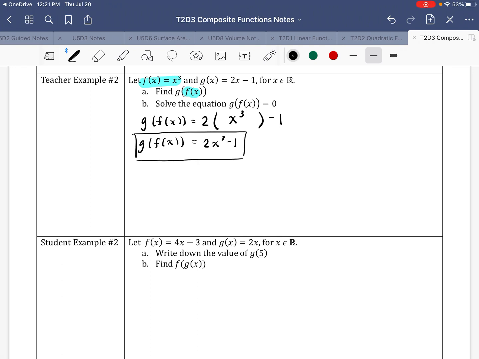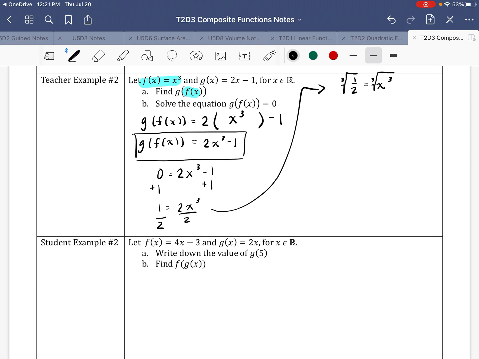Now it says to solve the equation of g of f of x when it's set equal to 0. So we're going to set 0 equal to 2x cubed minus 1. Add 1 to both sides. 1 equals 2x cubed. Divide by 2. And we get 1/2 is equal to x cubed. The inverse of a cube is a cube root. And then we get the cube root of 1/2 is equal to x.